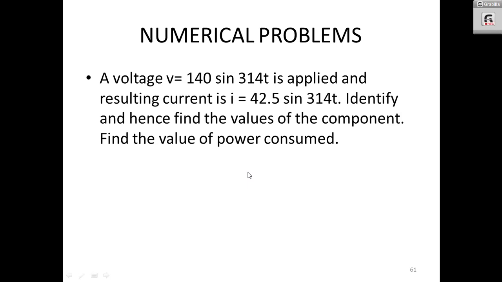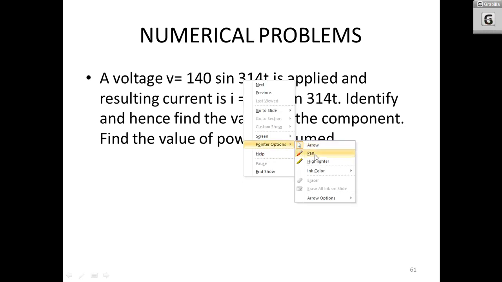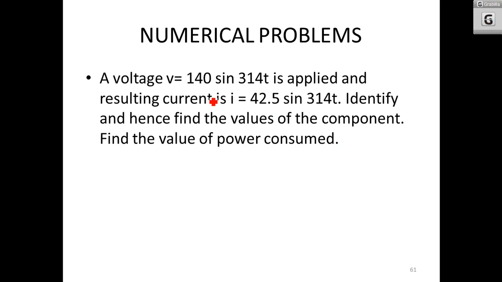Now coming to the first problem. The first problem here is a voltage V equal to 140 sin 3140 is applied and the resulting current is 42.5 sin 3140. Identify the component and hence find its value. Find the value of power consumed. Now see, here we can go with the polar form of representation.